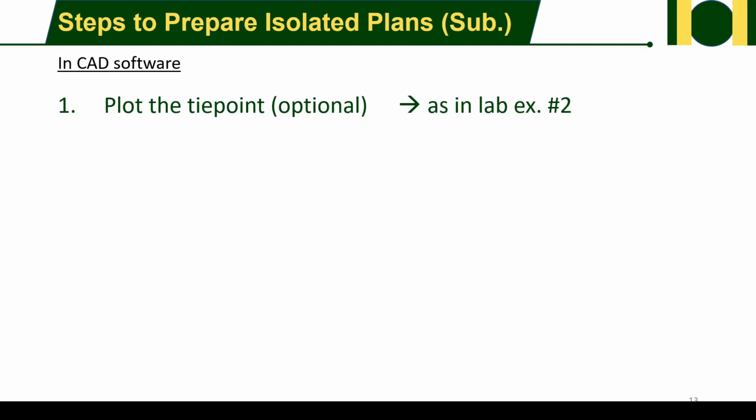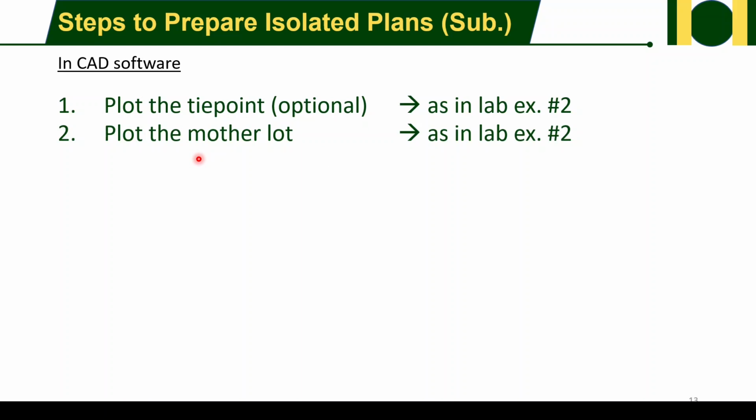First, of course, you have to plot the tie point. Although this is optional, depending on how you are going to present the technical description, which I will be discussing later. Next is plot the mother lot. You have to plot first the mother lot or the boundary lot. Next, the sublots. It cannot be sublots first and then mother lot. It should be mother lot then sublots. How to plot that, you have to refer to our exercise number 2.